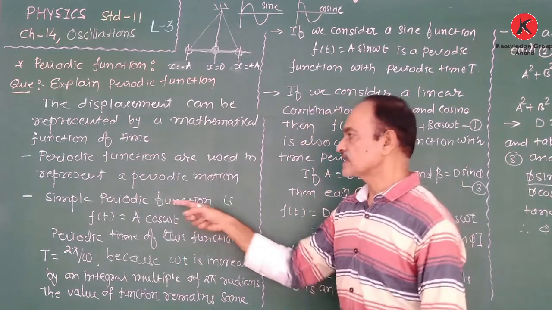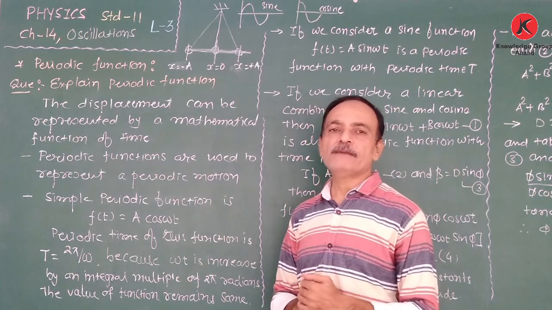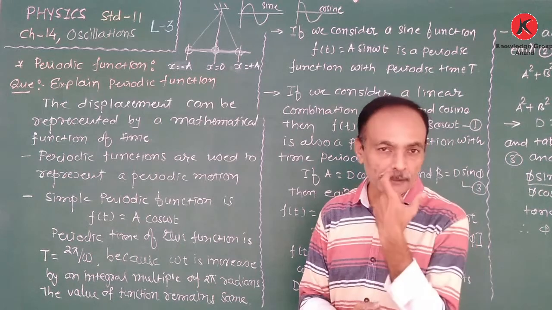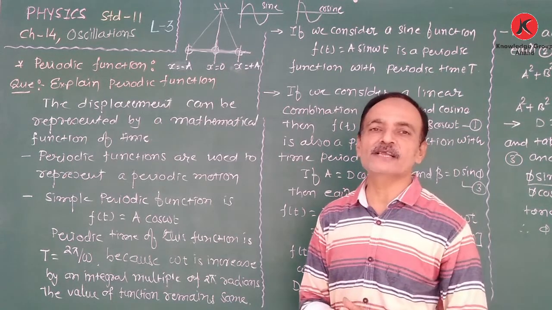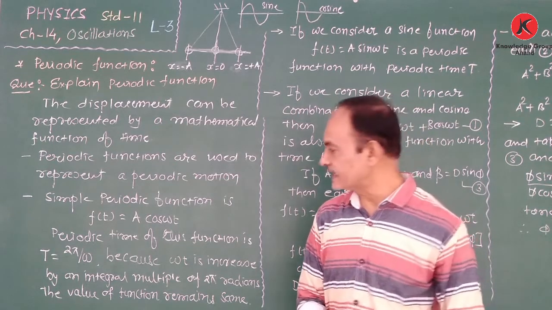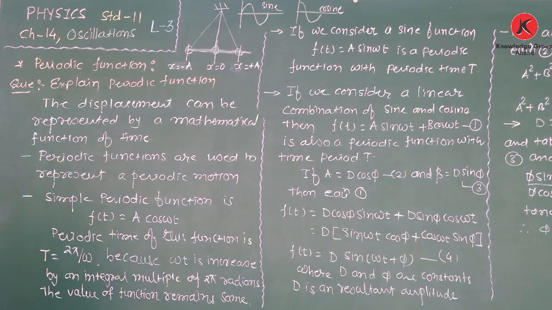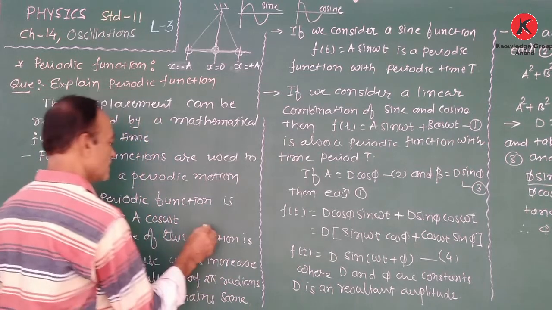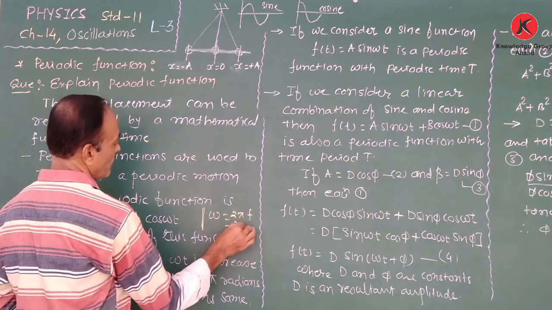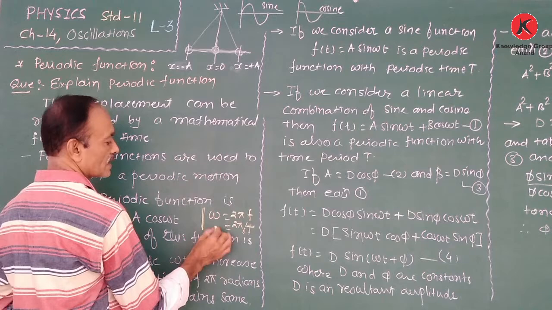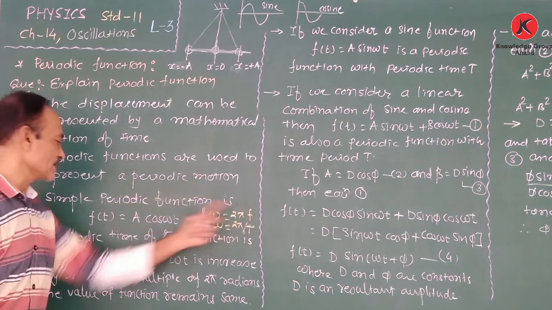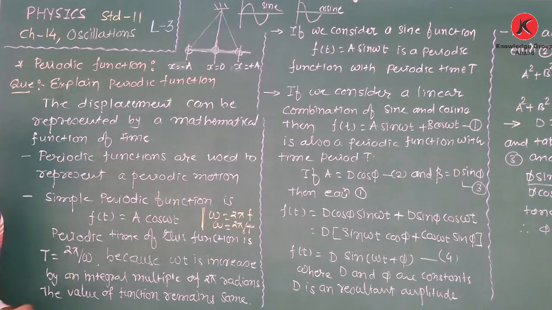Now, the simple periodic function is f(t) is equal to A cos omega t. What is omega? Already we discussed that it is the angular frequency. Omega is equal to 2 pi f, and f is equal to 1 by T. Therefore omega is equal to 2 pi f, which is 2 pi upon T. That is the angular frequency. The simple periodic function is f(t) is equal to A cos omega t.